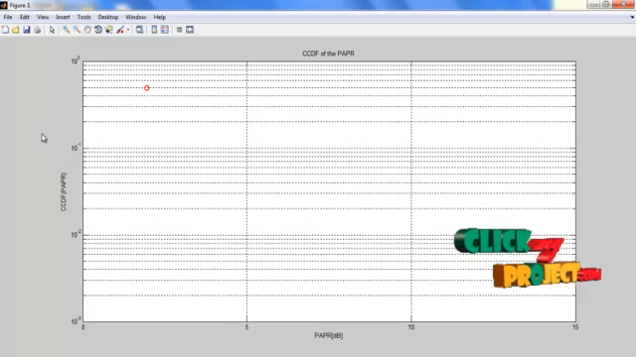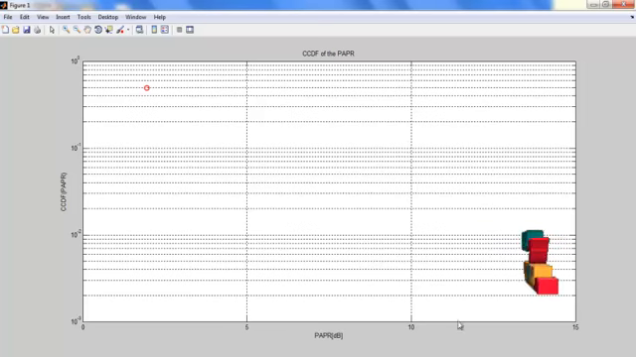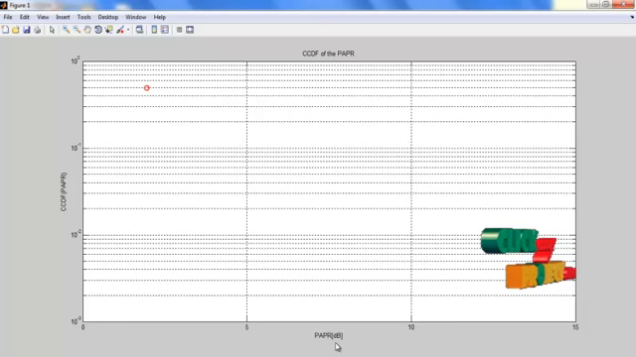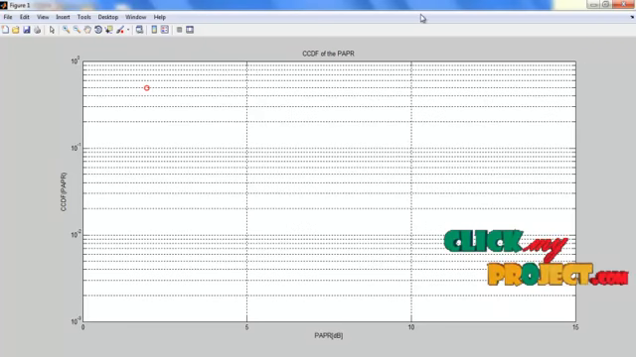Now we are seeing the CCDF graph of the PAPR system. For the CCDF graph, that is the cumulative complementary distribution function, we have plotted against the PAPR values. The cumulative complementary distribution functions are in semilog scale. We find that our CCDF value for the corresponding PAPR is obtained above the range of 10 power minus 1 and within the range of PAPR equal to 5.